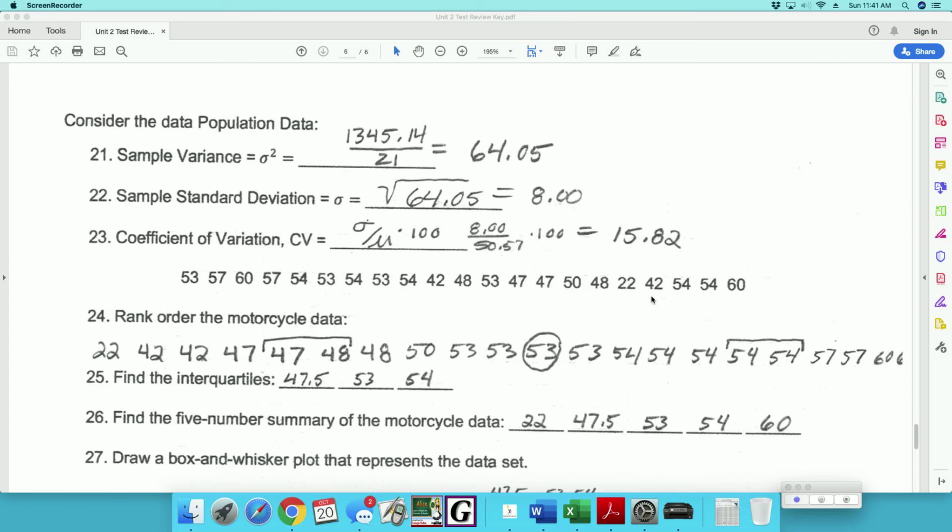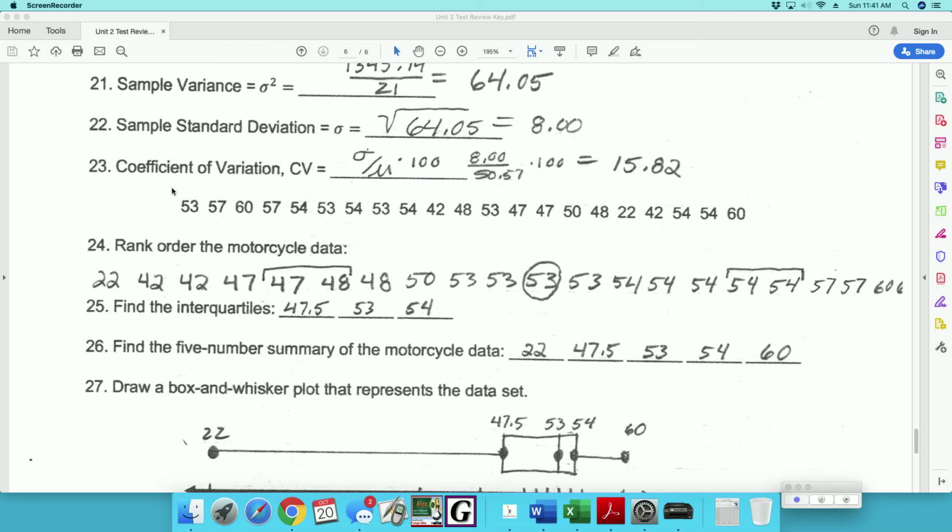Now here I have the motorcycle miles per gallon listed again so you don't have to flip back to the other page. So the first thing we need to do is rank order it. Remember that there are 21 data elements, so when you rank order them, make sure that as you go along, you cross them off very carefully. All right, this is where a mistake could easily be made. So once they're rank ordered, we know there's 21.